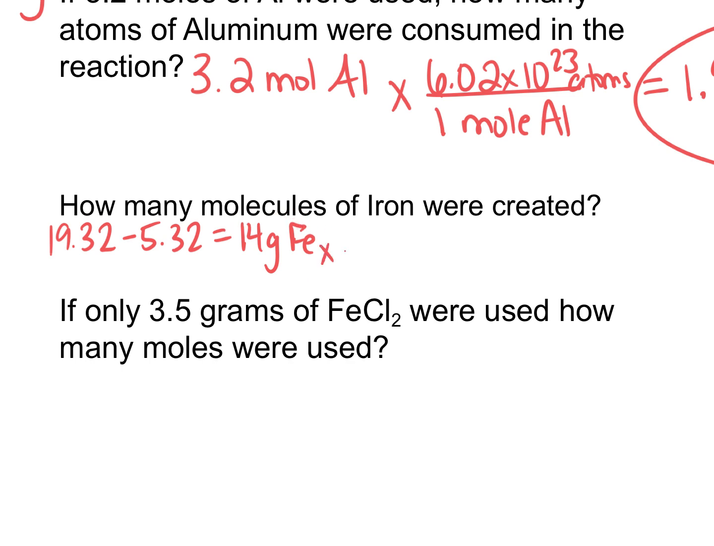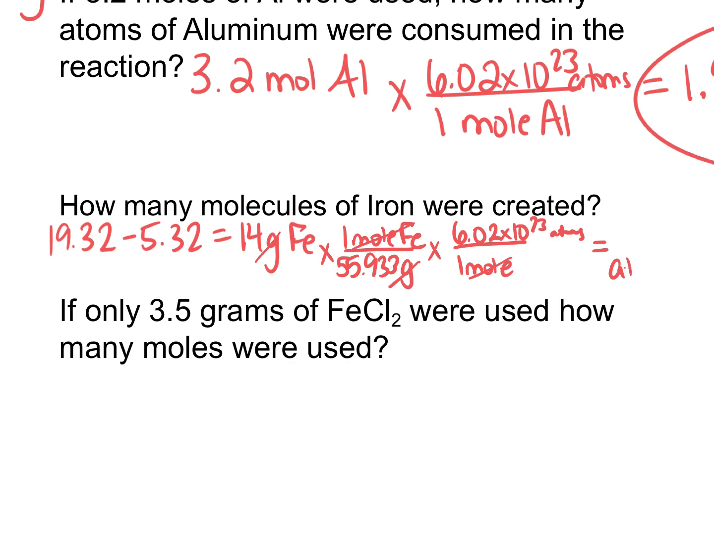I know that 1 mole of iron has a molar mass on the periodic table of 55.933 grams, and I know that for every 1 mole of iron, I have 6.02 times 10 to the 23rd atoms. So now I can solve. Grams will cancel out, moles will cancel out, and I will have an answer in atoms. So I get 1.51 times 10 to the 23rd atoms.